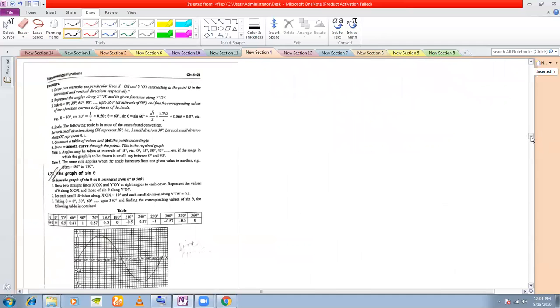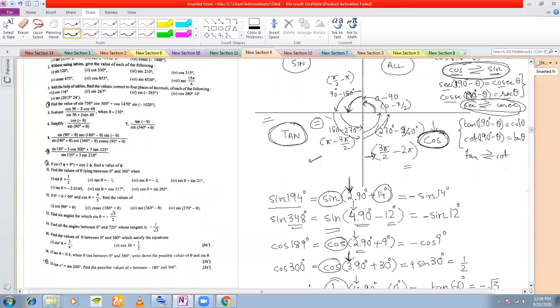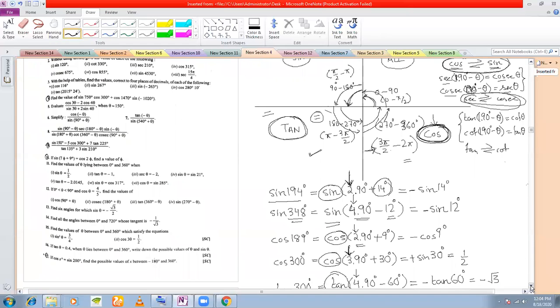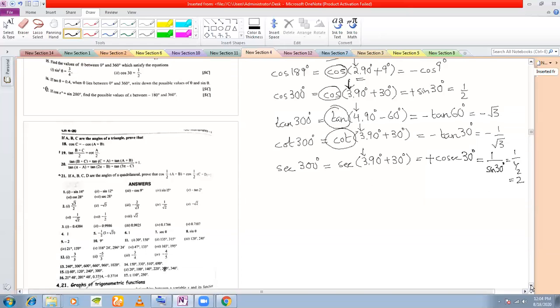And in the fourth quadrant, which one is positive? Cos and sec is positive, right? So that means I'll have a plus sign here. Okay, not a negative sign. And I'll have a 30 degree as it is. So this is 1 by sine 30, which is 1 by half, which is 2. Okay, let us now try to find out cosec 300 degree.